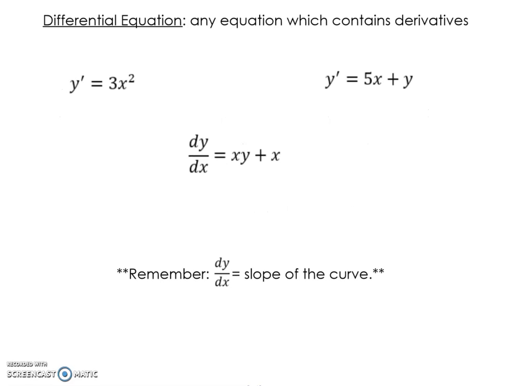So it's any equation which contains derivatives. So here are three examples of differential equations. We can tell they're differential equations because they have derivatives. We have y prime and we have dy over dx. So it's really important that we remember dy over dx, or y prime, is the slope of a curve.